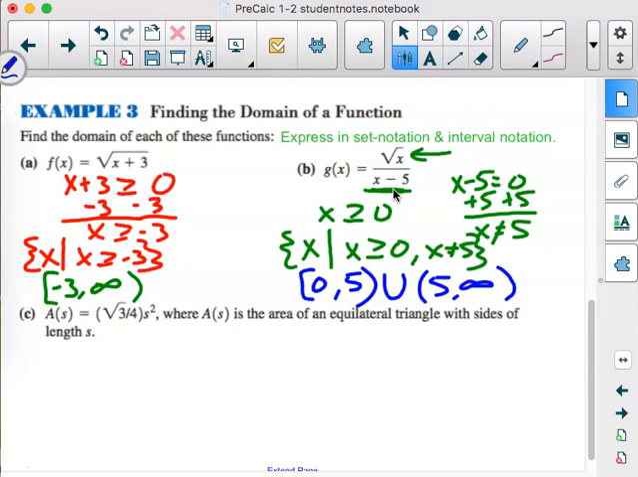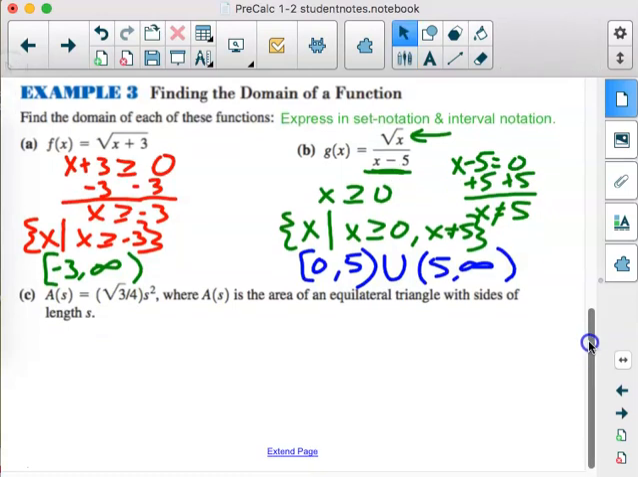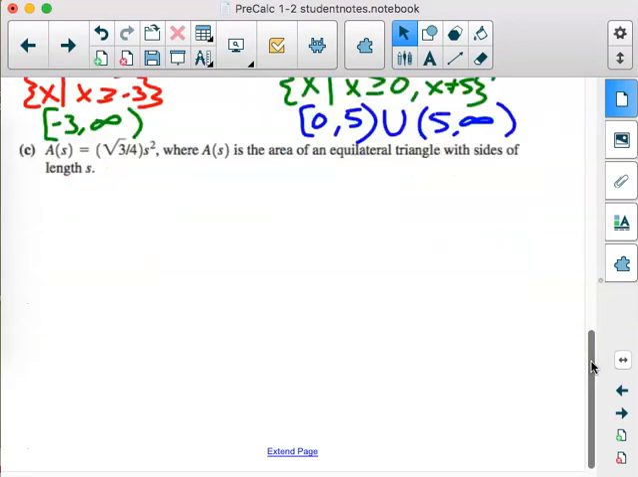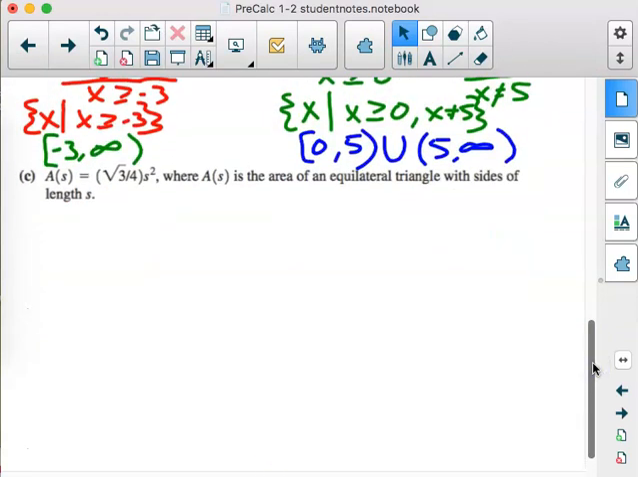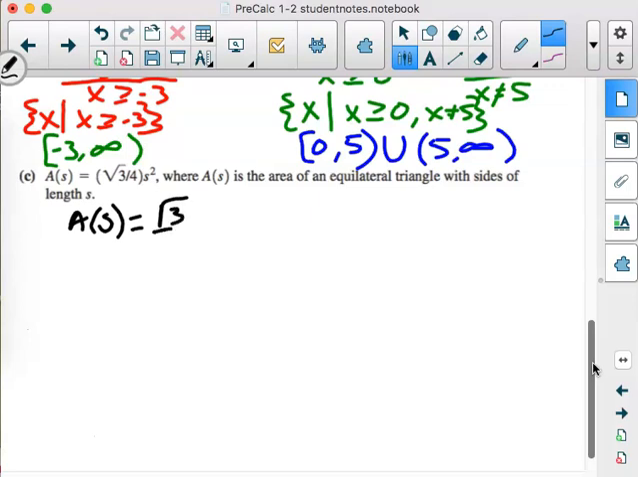C says A of s, and we have the square root of 3 over 4, s squared. And that's actually the formula for the area of an equilateral triangle, where A of s is the area of the equilateral triangle with sides of length s. And now what we have to do is think about what this is going to look like. So first things first, let's write it correctly, like so.